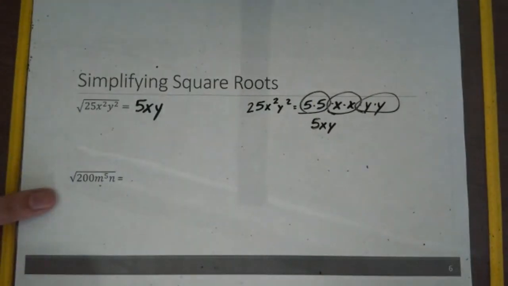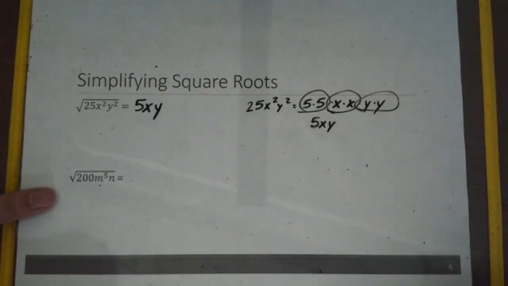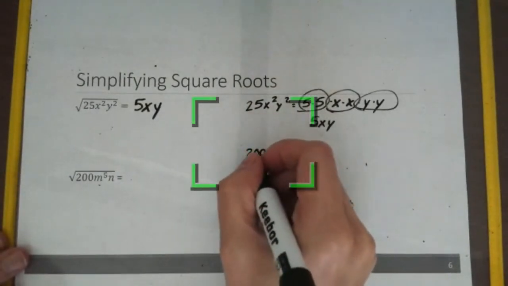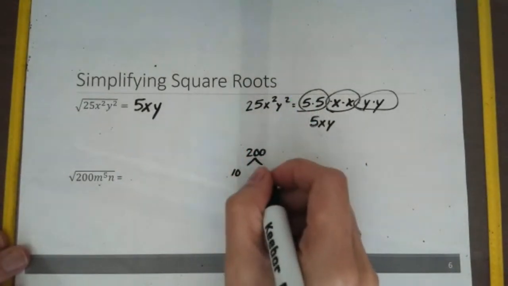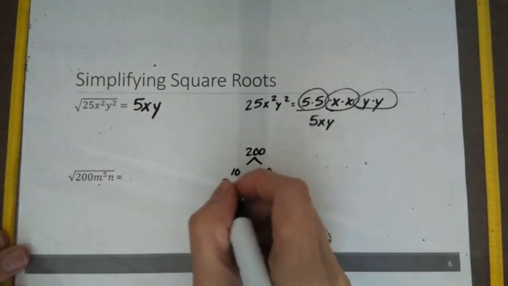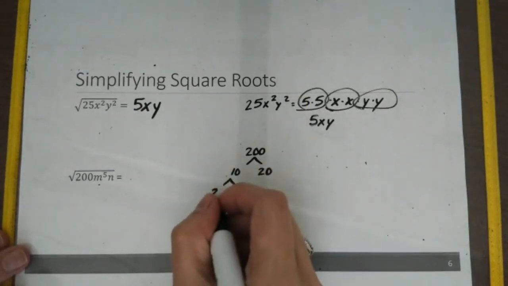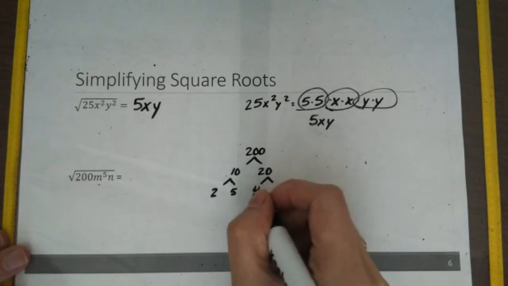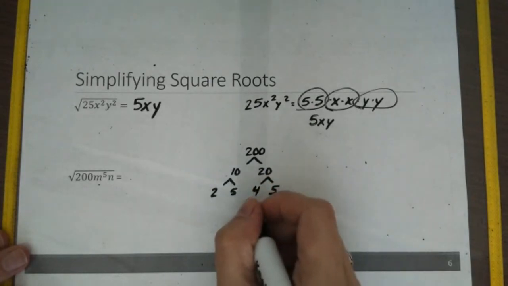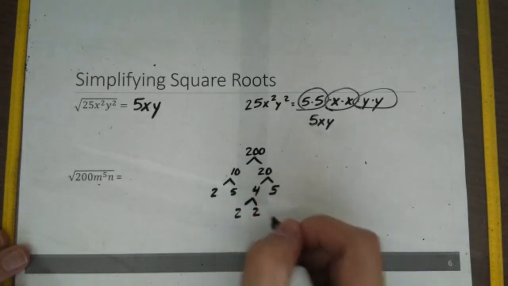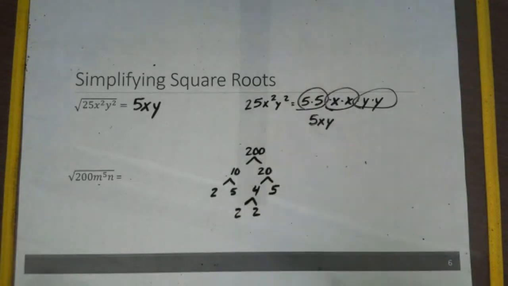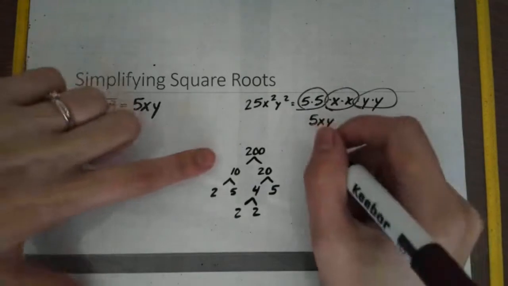Next up, we're looking at the square root of 200 m to the 5th n. So 200 is 10 times 20. 10 is 2 times 5. 20 is 4 times 5. And 4 is 2 times 2. So what I've done is I've taken 200 and broken it down into all of its prime factors.